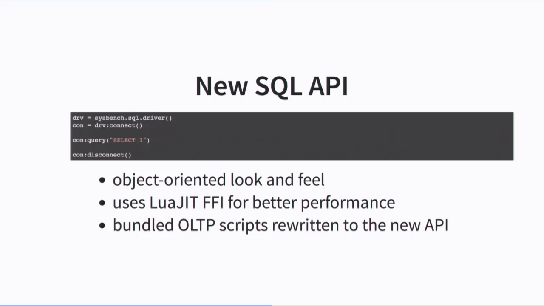The SQL API provided by Sysbench has also been redefined. It now has this object-oriented look and feel. You first create a driver object, and the type of the driver depends on the command line arguments. It can be MySQL or PostgreSQL, for example. Then you use the driver object to create a connection or connections. And then you use that connection object to execute queries, and then you can disconnect. The new API also uses LuaJIT FFI for better performance, and of course bundled OLTP scripts have been rewritten to the new API.